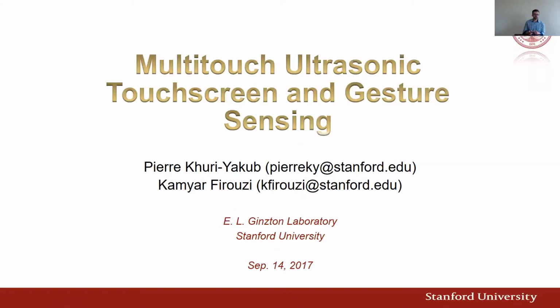So the subject of our invention that I would like to basically explain is multi-touch ultrasonic touch screen, and also gesture sensing, which is basically sensing the touch at a distance from the screen.